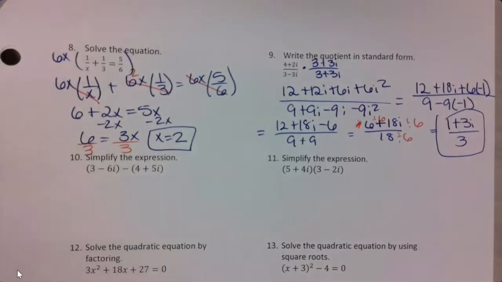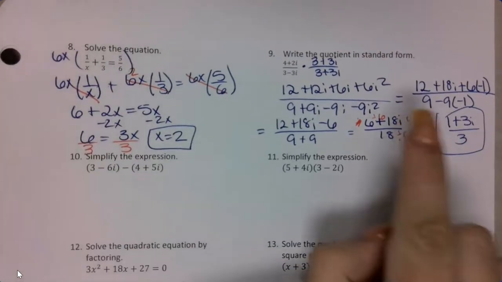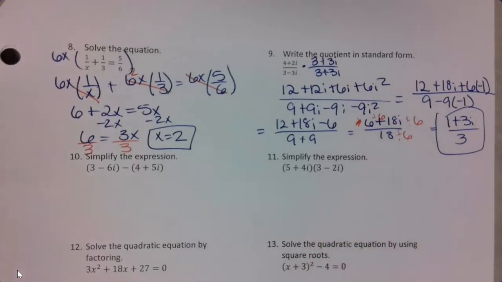I can only divide these numbers if all of them are divisible by the same number. If only these two 18s were divisible, I couldn't do it.